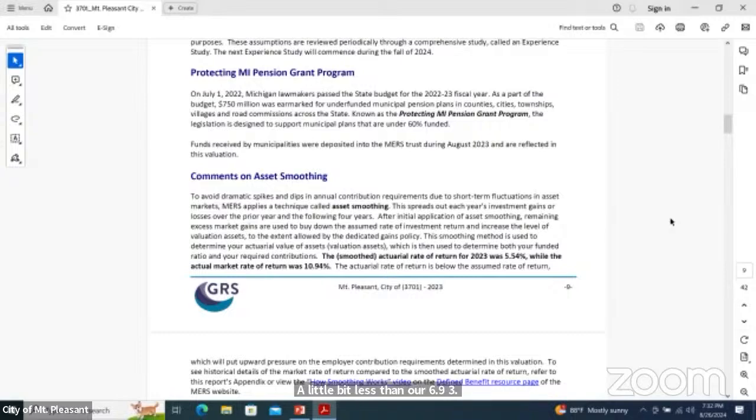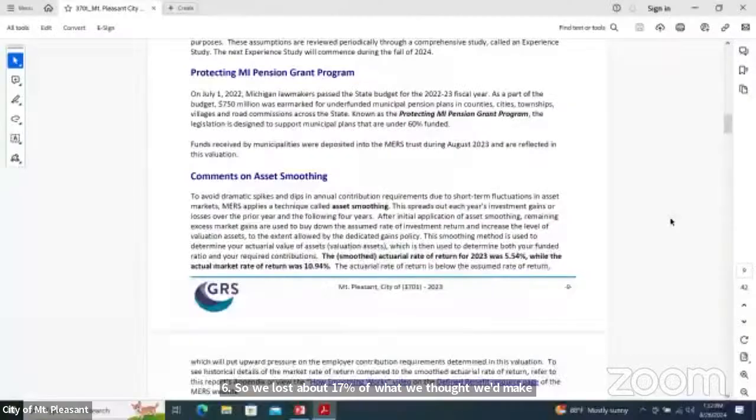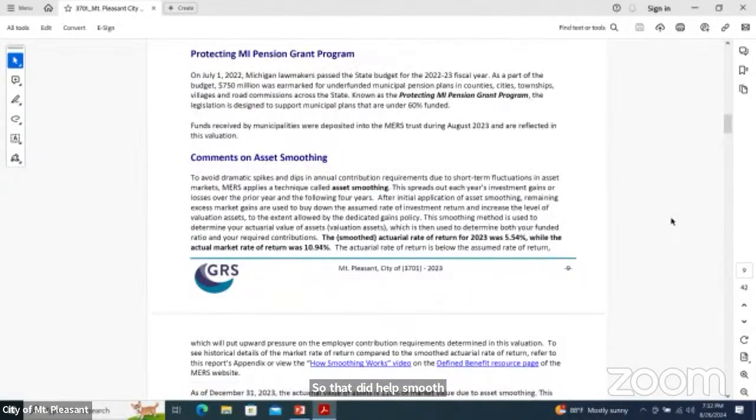But last year we made 10.94%. So we made over our 6.93. The previous year, we lost 10.6. We wanted to make 7 in that year, but we lost 10.6. So we lost about 17% of what we thought we would make. This year, we made what we thought, plus about 3% more. So that did help smooth out, so it's going to be smoothed out, those gains and losses.